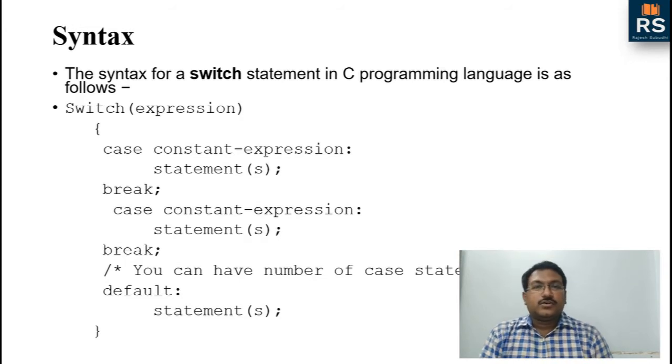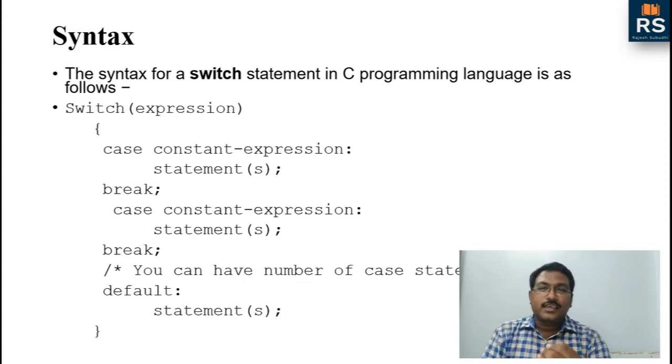So it is very simple. Remember, the expression which we write in the switch will be an integer constant. Basically it is an integer. That particular thing is checked for equality in each case. In each case also we will have a constant expression, which is also an integer value.